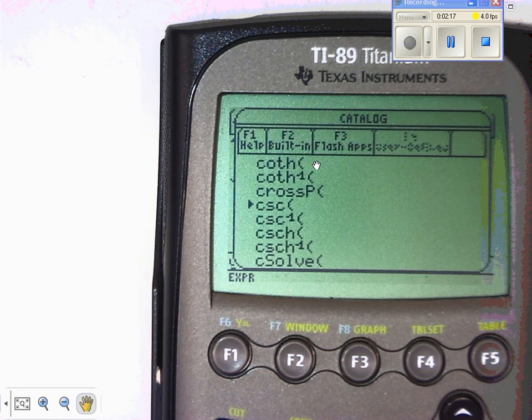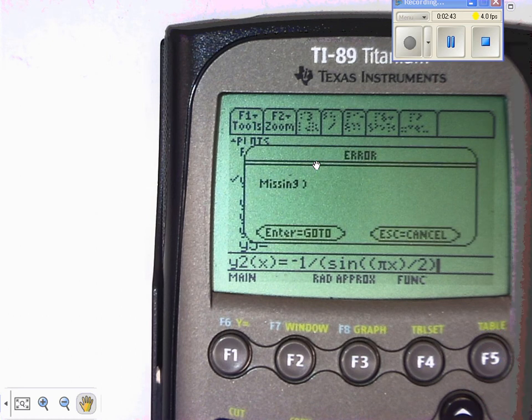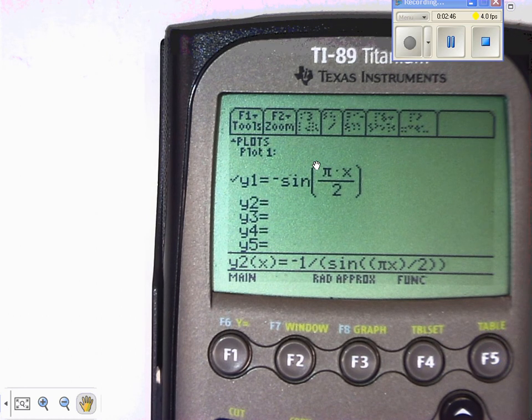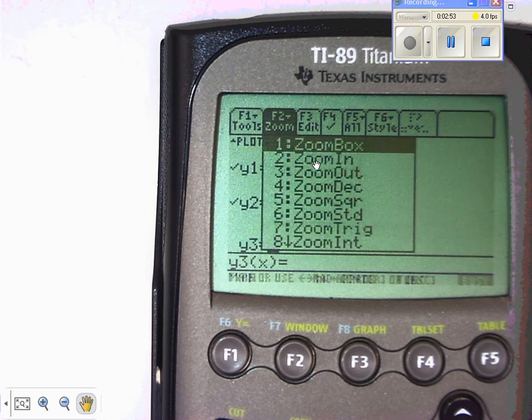Or if you wanted to, I could just go negative 1 times 1 over the sine of pi x. I have to put that pi x in parentheses, divided by 2. There we go. Missing a parenthesis still. There we go. Okay, so there's your reciprocal function, or negative cosecant of pi x over 2, what have you.